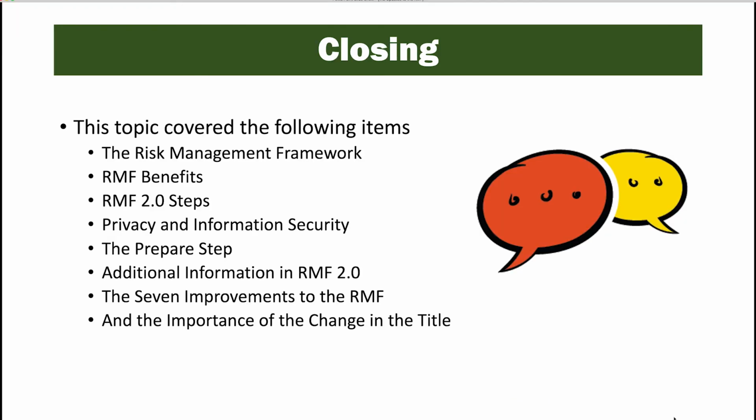So in this module, we've talked about the basics of the risk management framework and benefits of the risk management framework. We talked over the new steps in RMF 2.0. We talked about privacy and information security, how those are integrated into one process. We talked about the prepare step. We talked about additional information that comes from the implementation of RMF 2.0. Talked about the 7 improvements to the RMF. And we talked about the importance of the change in the title of the RMF, where we stressed not only is this document available for non-federal organizations, but also that privacy has been included in the process as well.